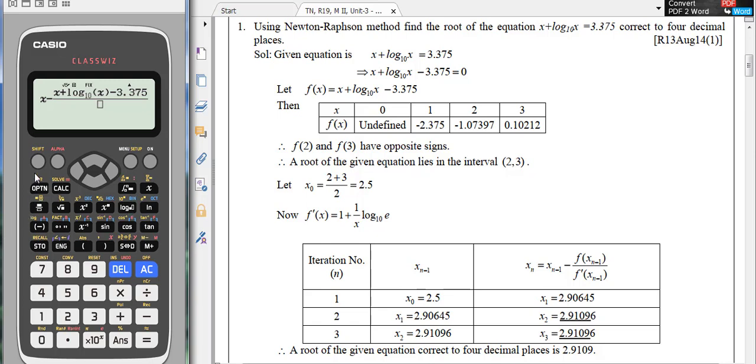To get the first derivative you can operate a shift and then integral key to get the first derivative. And once again the same function f of x is to be noted there, x plus log x to the base 10, log x to the base 10 minus 3.375, and then x is equal to x itself, so that the entire expression will be in terms of x, and then on operating calculate key you can get the successive approximations each time.